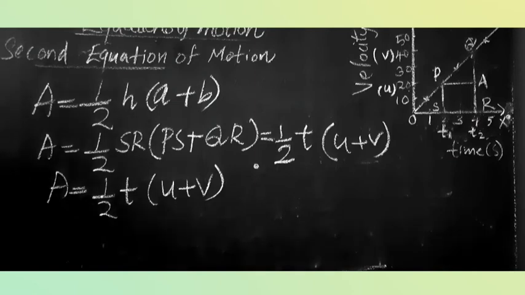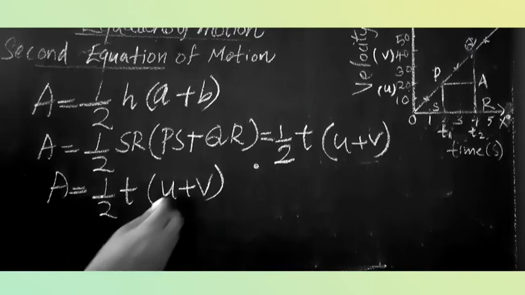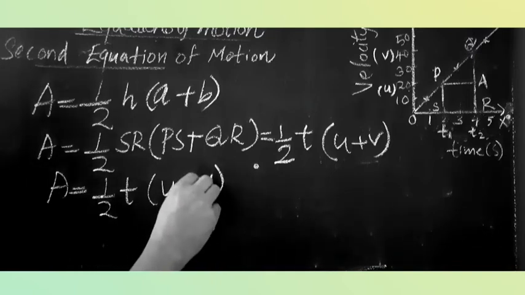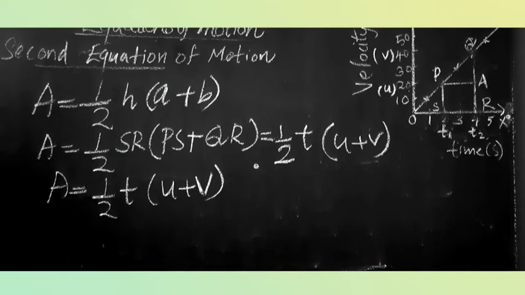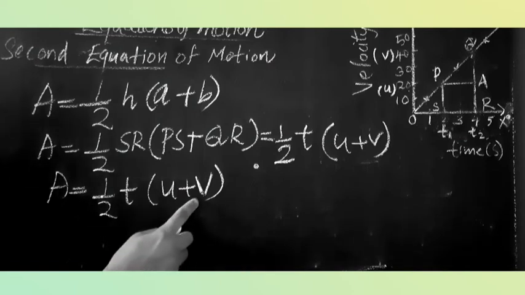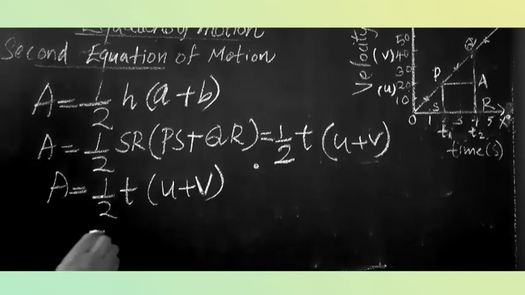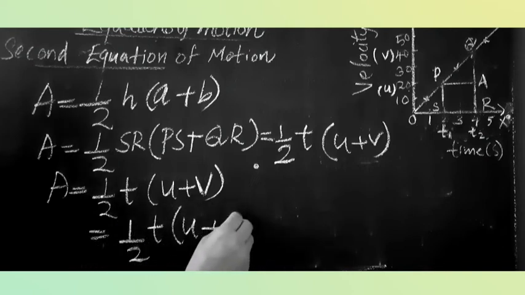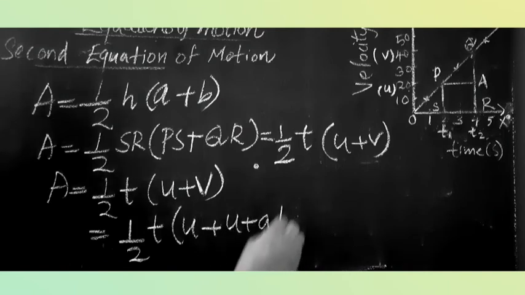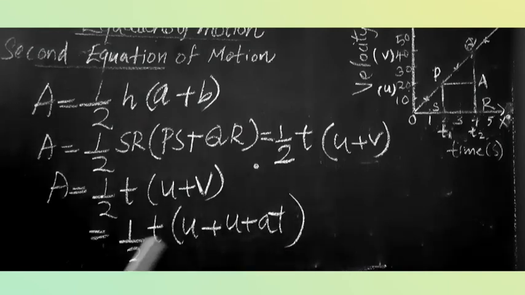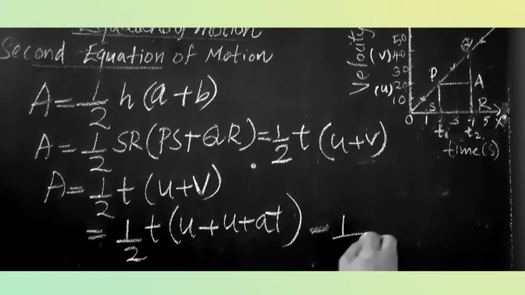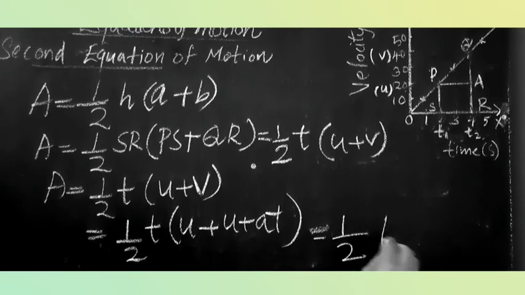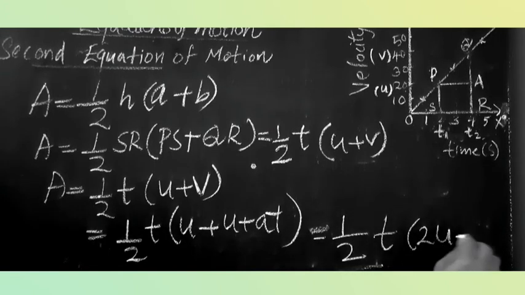From the first equation of motion, we have v is equal to u plus at. So we can substitute v as u plus at. By substituting the value of v, we have half into t into (u plus u plus at). Look here, u plus u, 2u. That is half into t into (2u plus at).